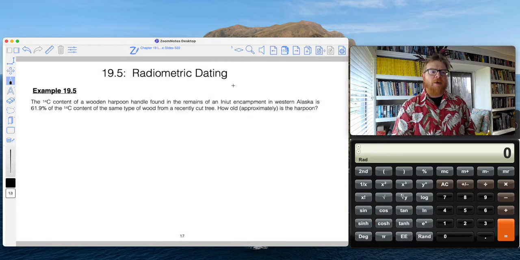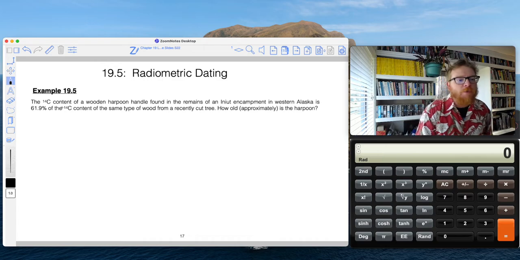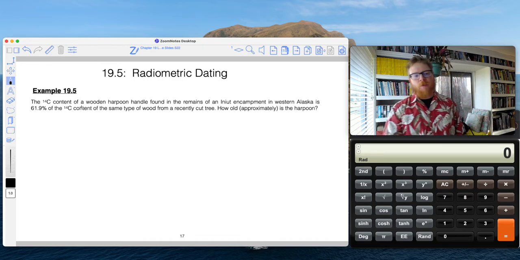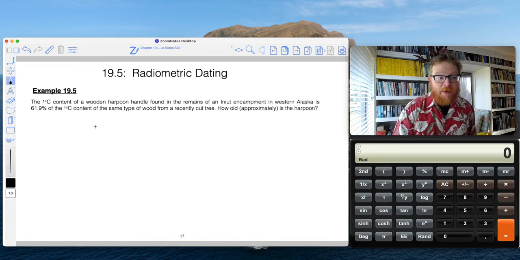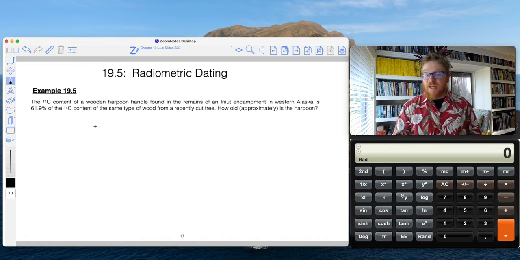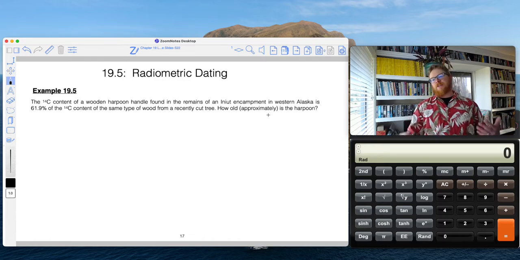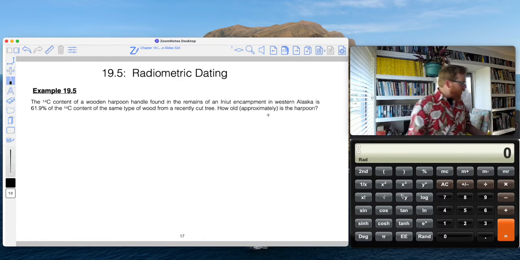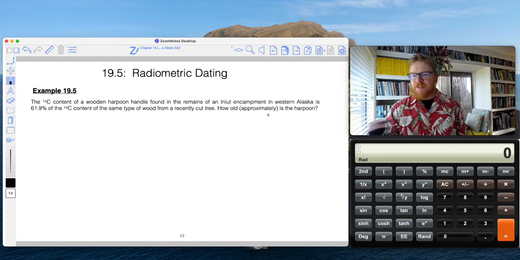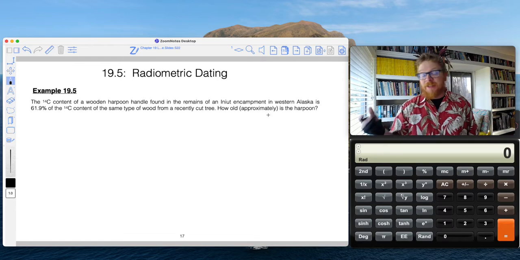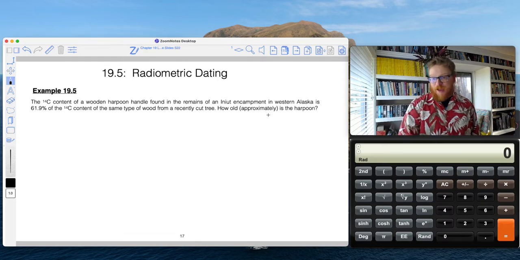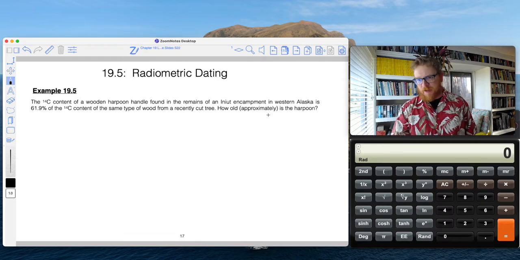So here's an example problem. The carbon-14 content of a wood harpoon handle found in the remains of an Inuit encampment in western Alaska is 61.9% of the carbon-14 content of the same type of wood from a recently cut tree. How old is the harpoon? The challenge is that if you want to date some type of artifact, you have to find living material that the artifact was made out of so that you can compare.